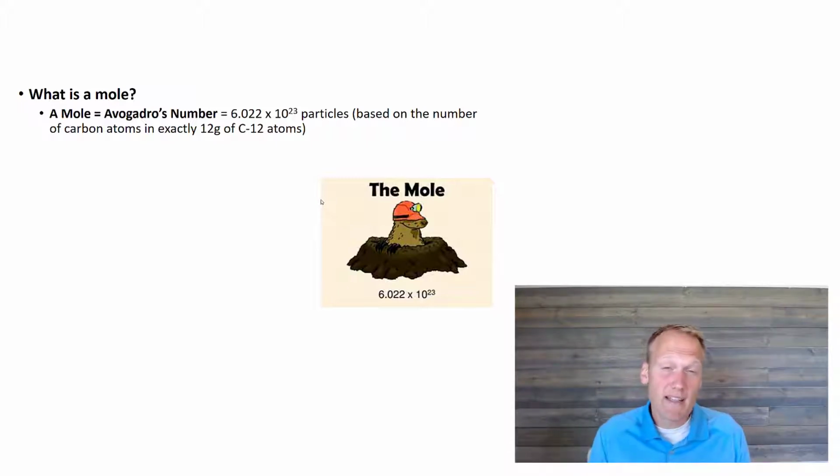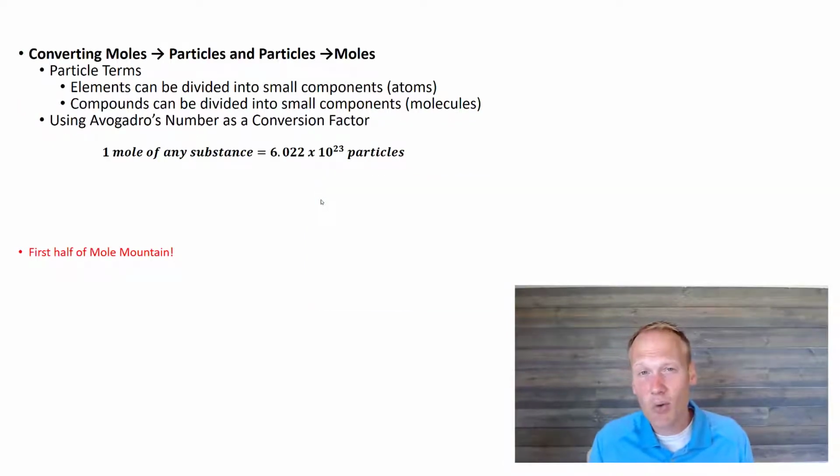So this basically creates an equality that 1 mole of any element or any substance is equal to 6.022 times 10 to the 23rd particles. Just like 1 dozen is equal to 12, 1 mole is equal to Avogadro's number. So because we have this equality, now we can start using that equality to convert from moles to particles or from particles to moles. This can become very helpful when dealing with chemicals in lab settings.